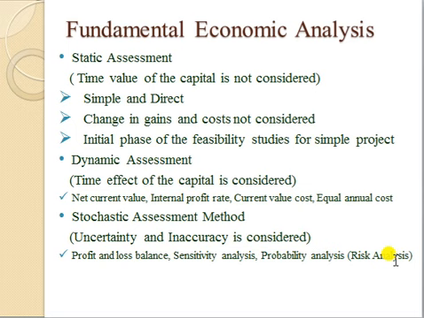When we want more accuracy, we shift to dynamic assessment, where the time effect of capital is considered. So time value of money is considered, and it is again divided into four types, which we are going to see in our further lectures of generation planning. That is net current value, internal profit rate, current value cost, and equal annual cost. So these four methods are dedicated to dynamic assessment. And our last fundamental economic analysis type is the stochastic assessment method, where you consider uncertainties and inaccuracies, and the types are profit and loss balance, sensitivity analysis, and probability analysis. It is also called risk analysis.